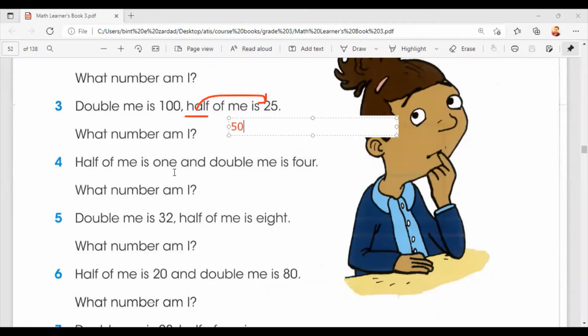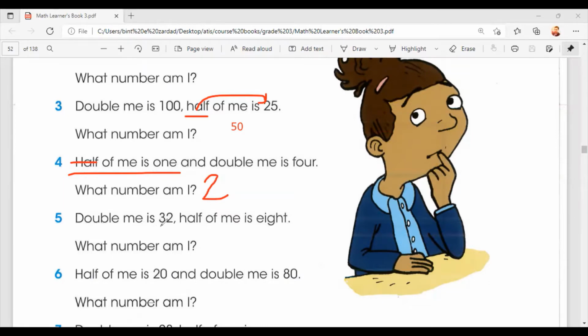Half of me is 1 and double me is 4. Obviously we are choosing the same thing. Half of me is 1. So we are not making half, we are making double. Double of 1 is equal to 2. So this is our answer. After 2 we can check, is it correct? Half of me is 1. Obviously when we are making the half of 2, it is 1, and when we are making double of 2, it's 4.